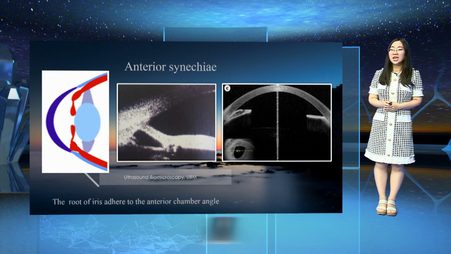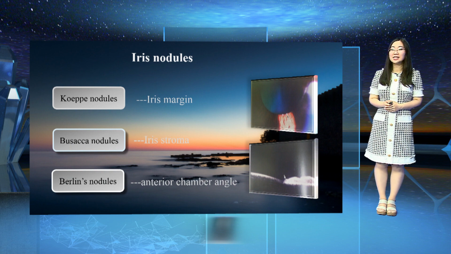Anterior synechia: the iris adheres to the anterior chamber angle and corneal endothelium. Anterior synechia causes closed-angle glaucoma, which means that the iris closes the drainage way of aqueous humor, which in turn raises the intraocular pressure. Iris nodules may be present at the iris margin, called Koeppe nodules, within the iris stroma, called Busacca nodules, or in the anterior chamber angle, called Berlin's nodules.